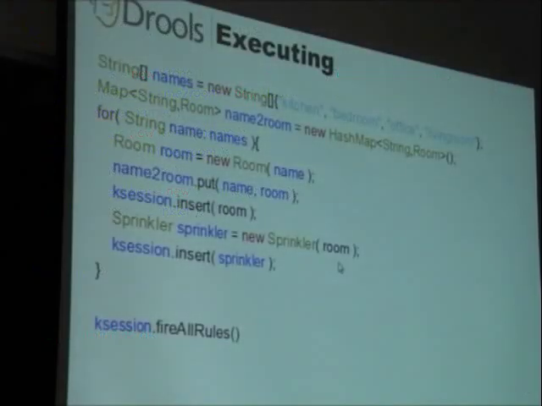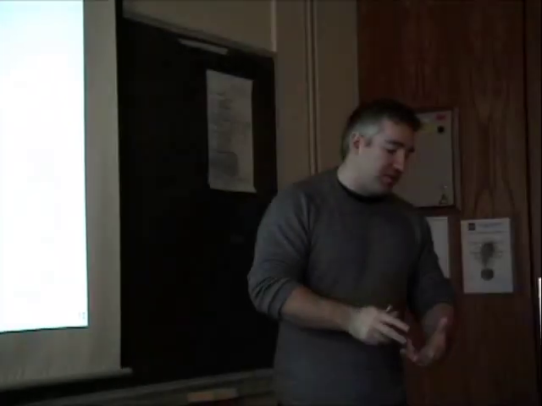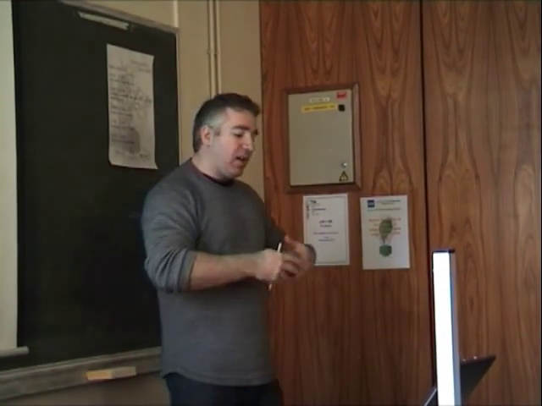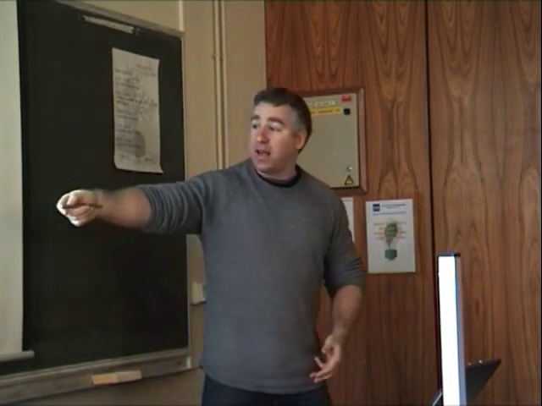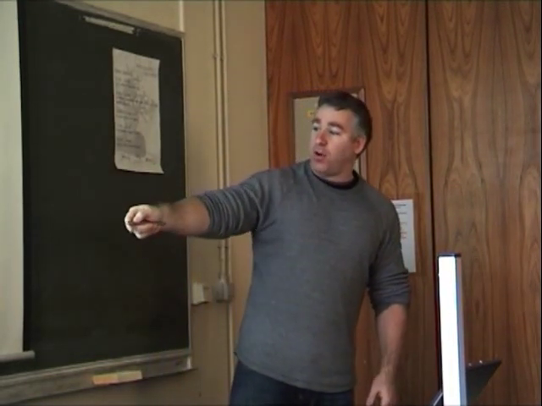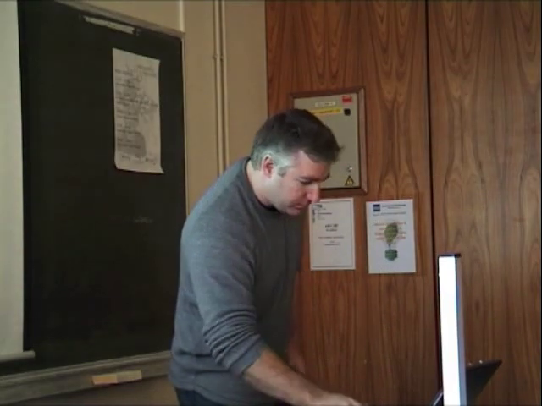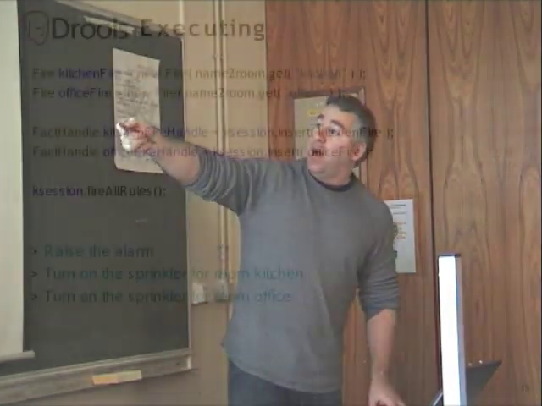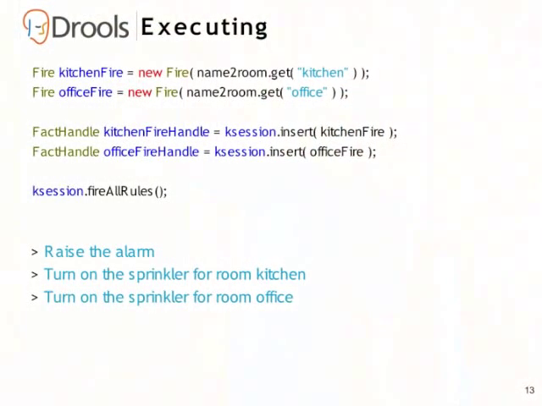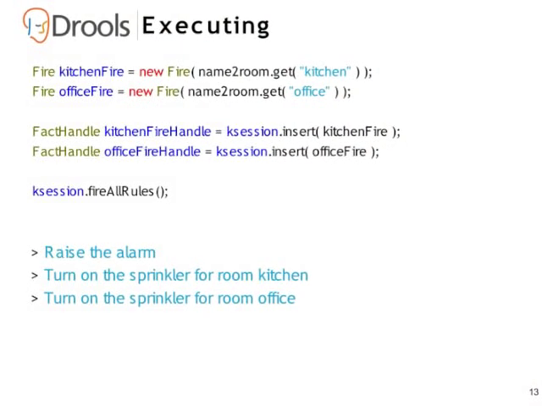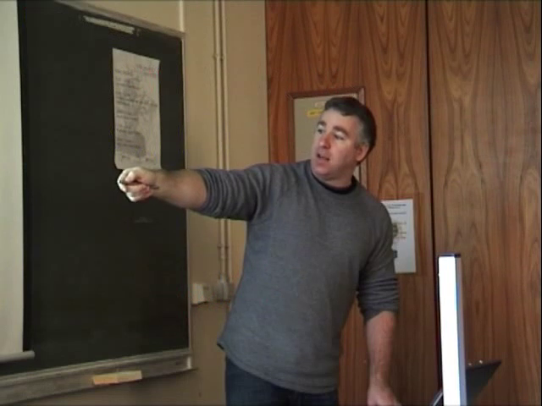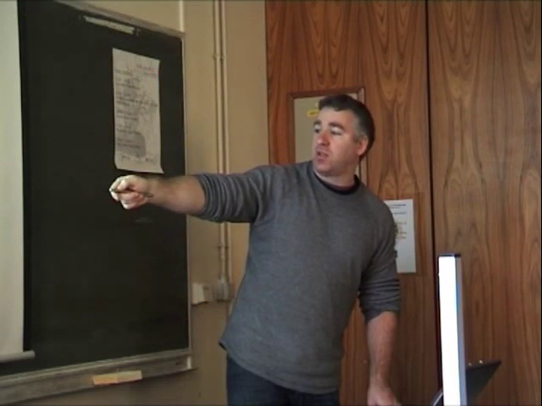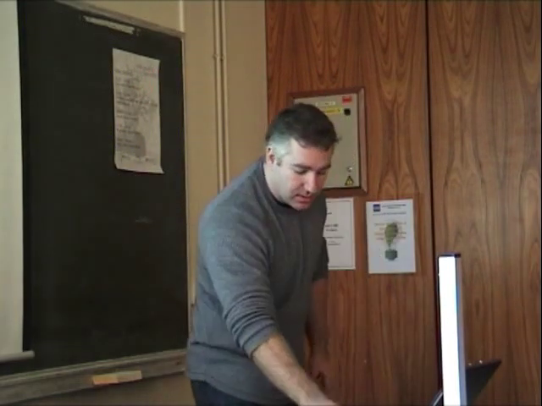And that's when you put stuff into the engine, especially on the rule side, the calculation is done then, but none of the consequences, none of the actions are executed until you tell it to here. And basically it runs through and says everything is okay. If we then create a fire, and we basically tell it there is a fire in the kitchen and a fire in the office, and say fire all rules, raise the alarm, turn the sprinkler on for the kitchen room, turn the sprinkler on for the office.